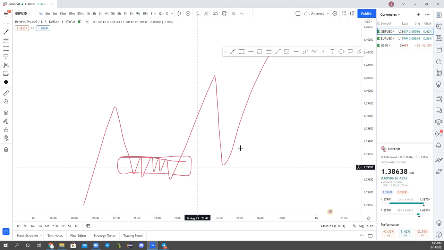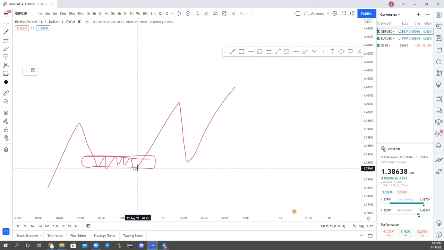Structure will never stop working, because structure is driven by institutional sponsorship, and the sponsorship that they have isn't ever just going to stop working. They have to inject so much money to make a higher high or higher low, depending on the trend. And they can't just hide that. They can't hide the fact that they injected all these orders to push the market up, and that they had to sell and collect orders before they did.